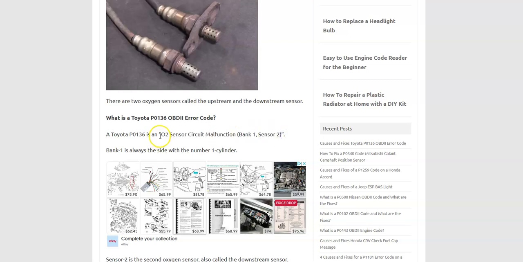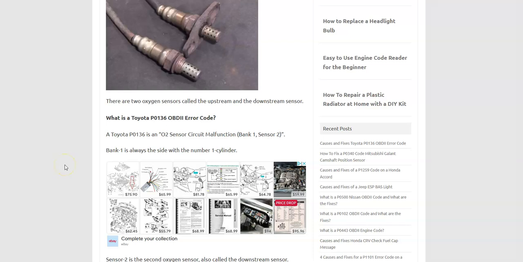And what does this mean? Well, the onboard computer has seen a problem with an O2 sensor. And bank 1 is always the side of the engine with the number 1 cylinder. If you have a 4 cylinder, it's not going to matter. But if you have a V6 or V8, then it would matter. So locate the number 1 cylinder, and that's the side that's having the problem.